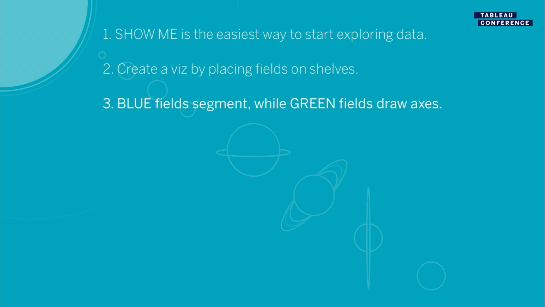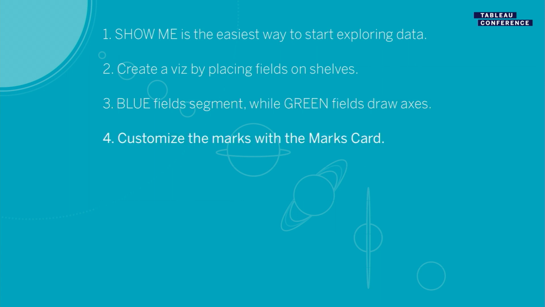Blue fields segment, while green fields draw axes. Remember that blue means discrete, and green means continuous. And that will change the way that the data is displayed depending on which one you choose. Remember that you can customize the marks with the marks card, and that won't change your rows and your columns. So if you like your XY axes, you can change the way that the marks are drawn with the marks card.